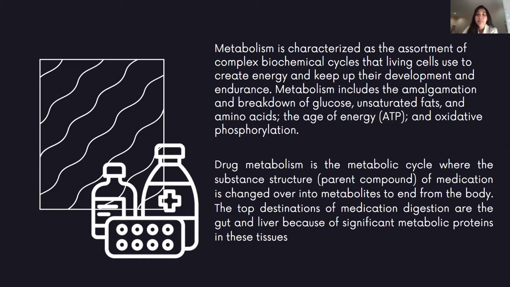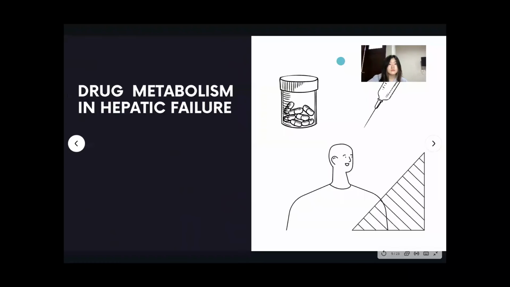Drug metabolism is the metabolic cycle where the substance, structure, or parent compound of medication is changed over into metabolites to be excreted from the body. The top destinations of medications digestion are the gut and the liver because of significant metabolic proteins in these tissues.